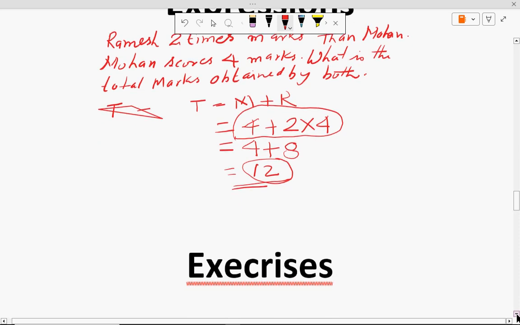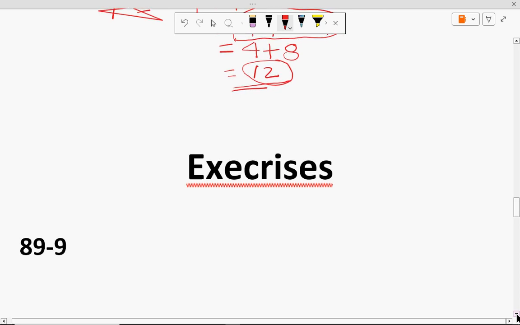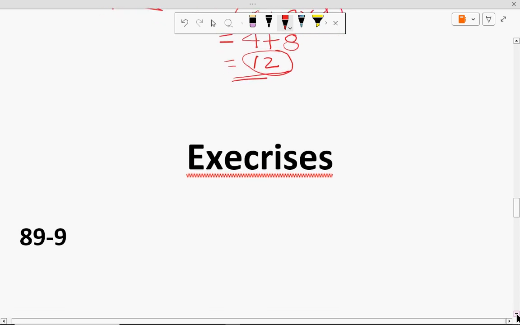Now let us do some exercises. In this case, there is only one operator, that is subtraction. Now 89 minus 9, so it's very simple here. 89 minus 9 comes to 80.